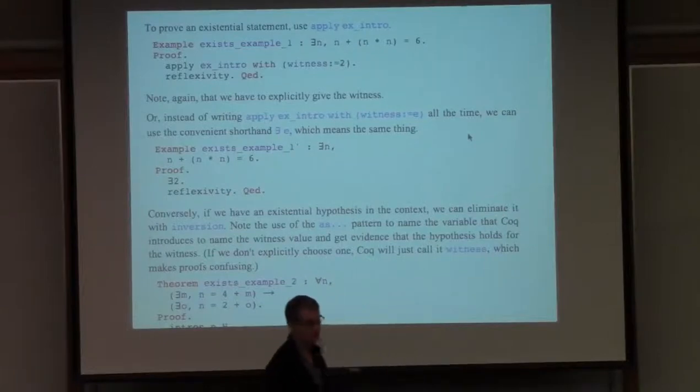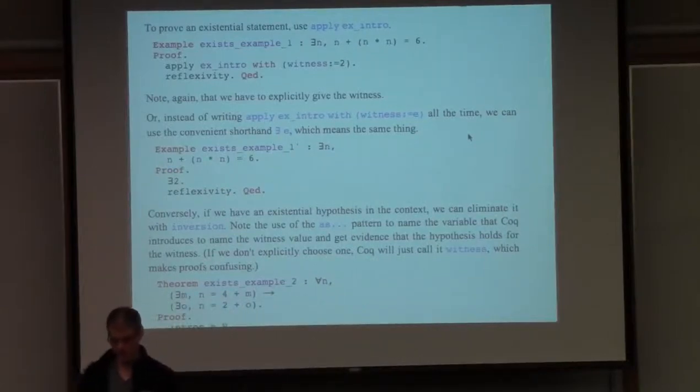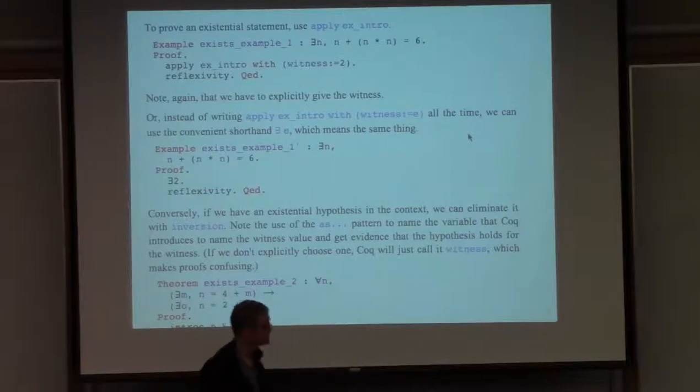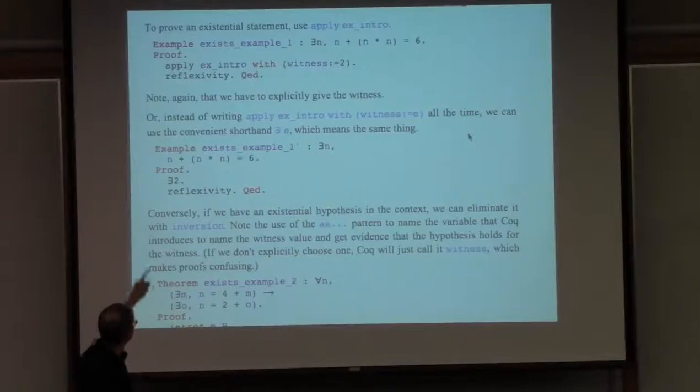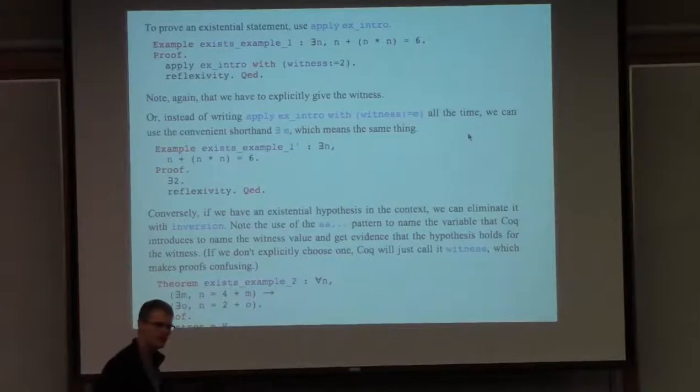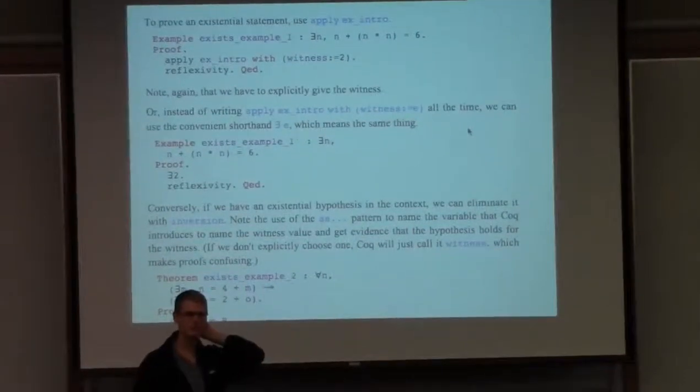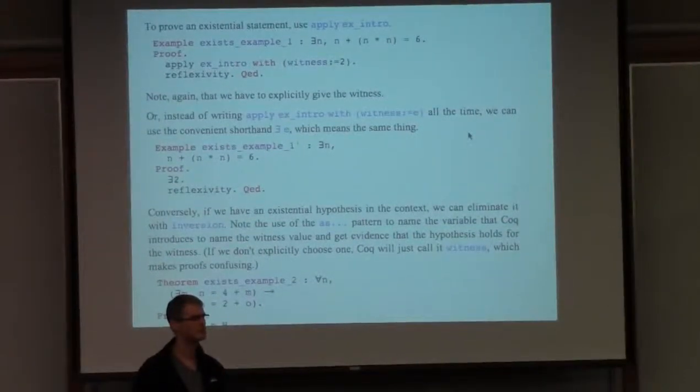Okay, so now to introduce an existentially quantified proposition, to make a proof of it, we can use apply. So for example, to prove that statement at the top, we say apply ex intro, the constructor. And now we have to say with witness is 2. Why do we have to explicitly say that? Why can't Coq work it out? It's not in the conclusion.